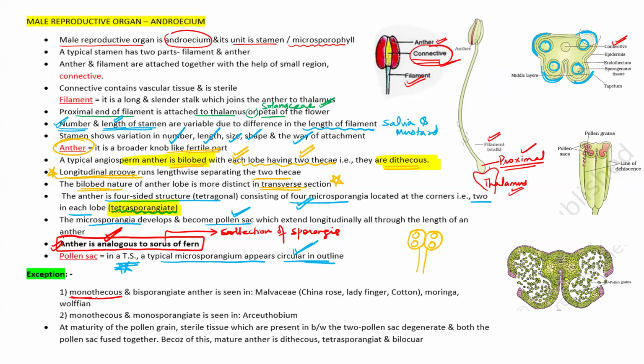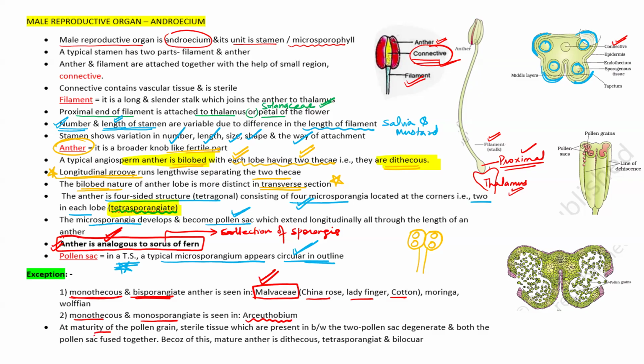If I am saying monothecous, it means it is having only one anther lobe. Is it clear? It is one anther lobe, and it is bisporangiate, seen in family Malvaceae, which is again your NEET family's questions. Members are China rose, ladyfinger, cotton. Monothecous and monosporangiate condition is seen in Arceuthobium.